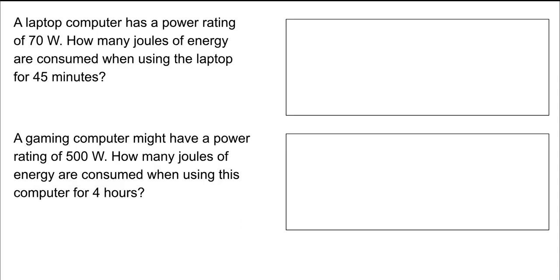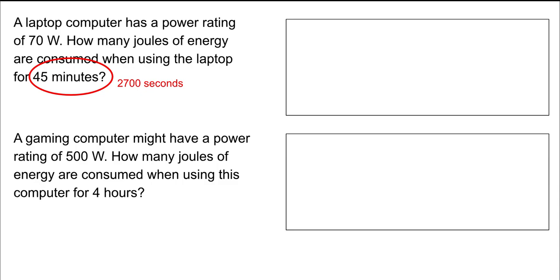We can take our old equation for work and power, P equals W over T, or P equals delta E over T, and we can use this along with the time that we're using the laptop for to figure out how much energy is going to be consumed. One thing to notice is that we're given the time in minutes, and that's not our standard unit, so we would need to convert that.